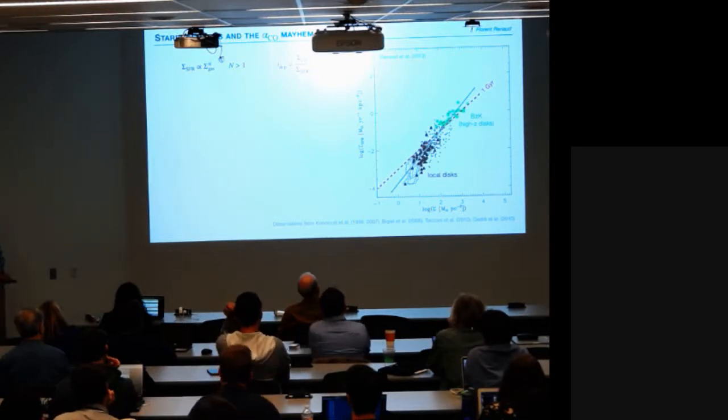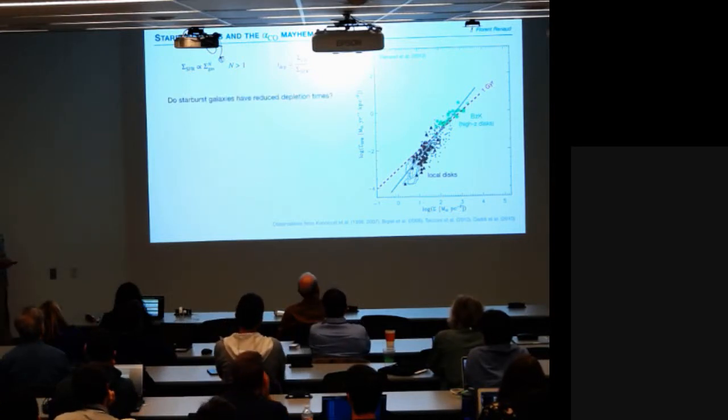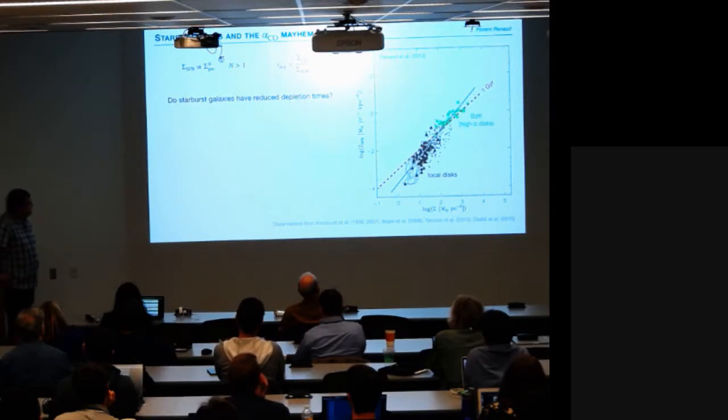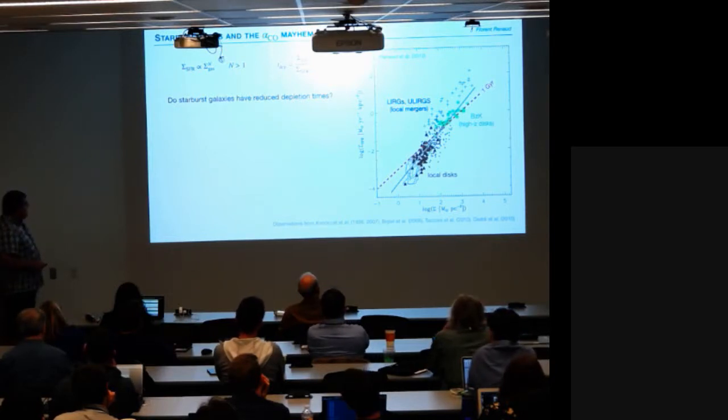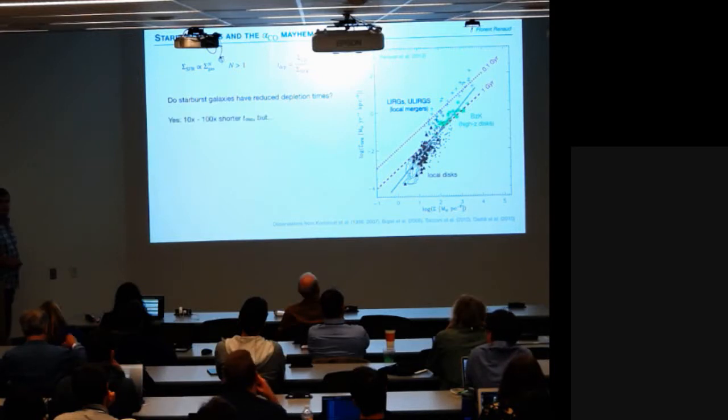Now, if you look at starburst galaxies, do they have a reduced depletion time? The observations would place them here. So in the LIRGs and ULIRGs, ultra-luminous infrared galaxies. And that would mean a reduced depletion time by a factor between 10 and 100 with respect to the normal disks.